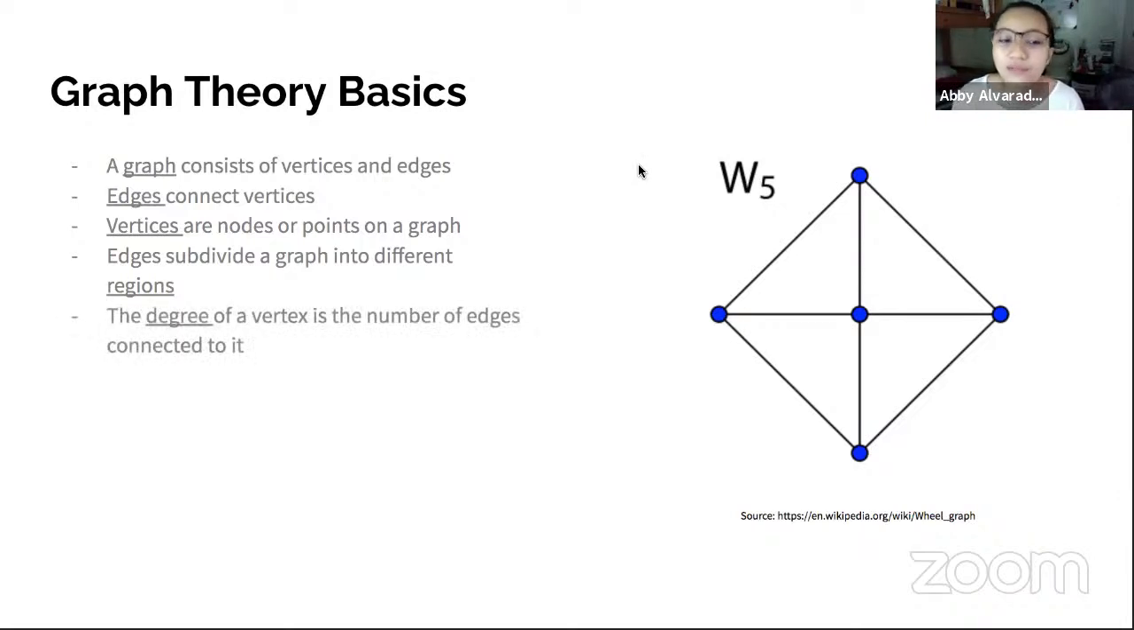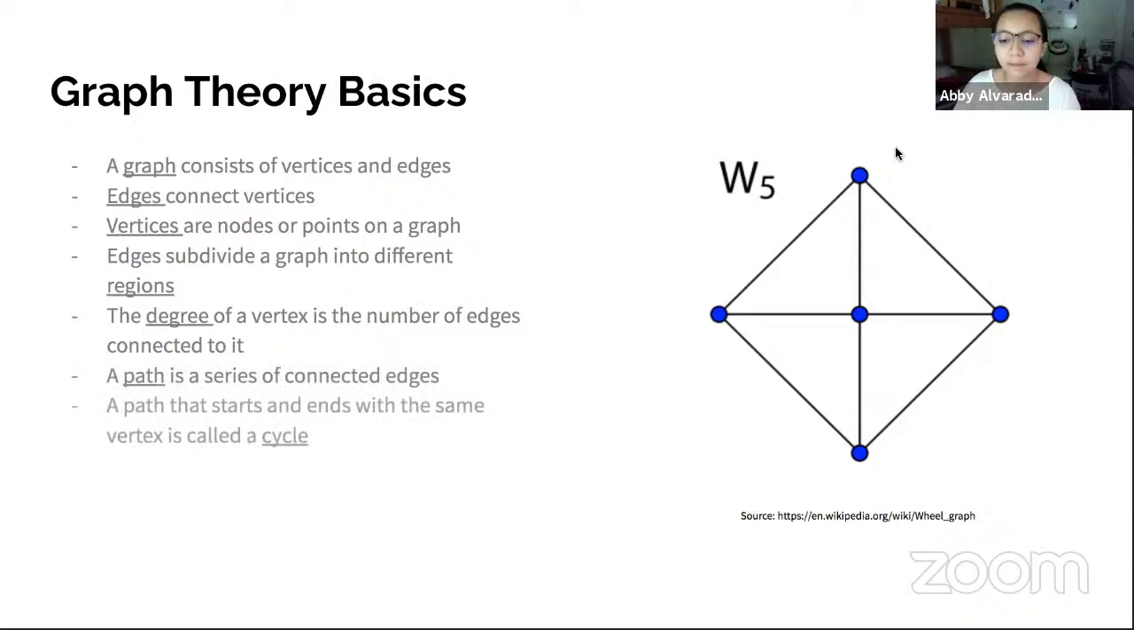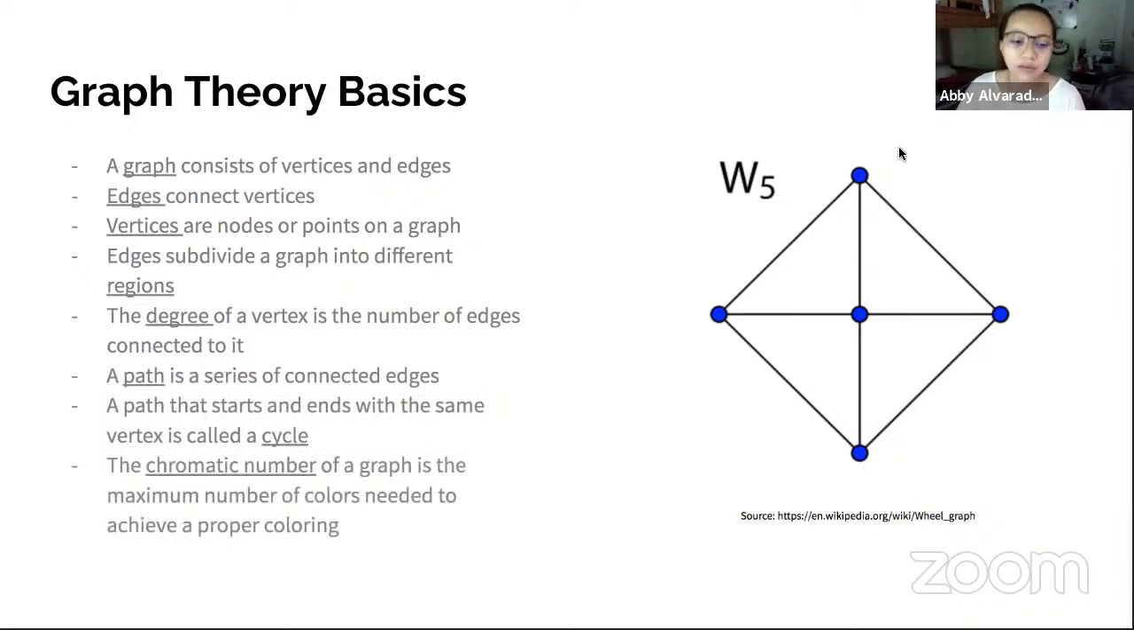Next, we have the degree of a vertex, which is the number of edges connected to it. So for example, the central vertex has a total number of 4 edges connected to it. So it has a degree of 4. A path is a series of connected edges, and a path that starts and ends on the same vertex is called a cycle. And lastly, the chromatic number of a graph is the maximum number of colors needed to achieve a proper coloring. So what is a path?